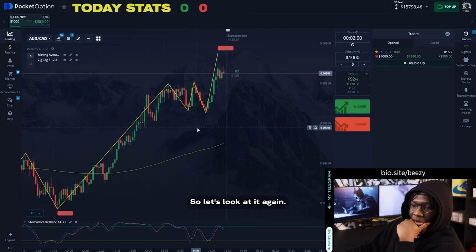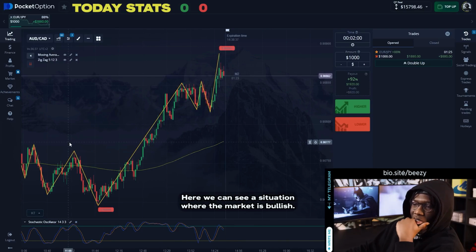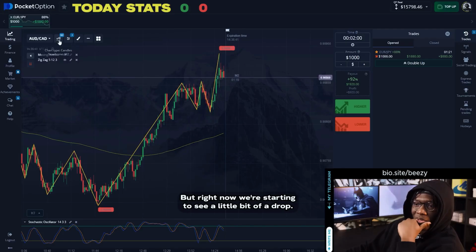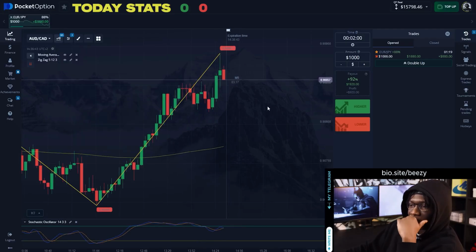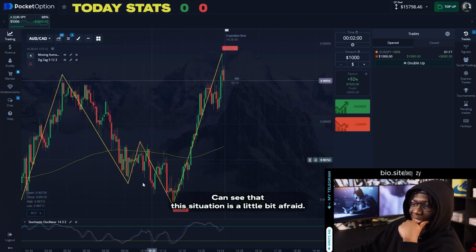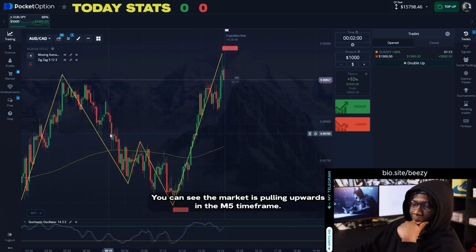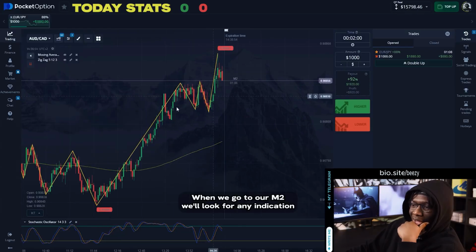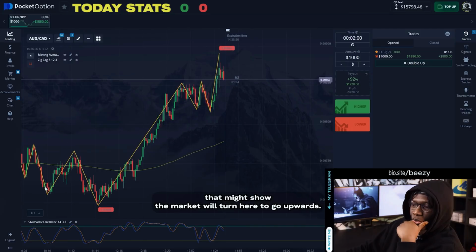Let's go ahead and look at another pair and see how that's gonna work in a completely different pair. So let's look at it again here. We can see a situation where the market is bullish, but right now we're starting to see a little bit of a drop. Now let's check out M5. You can see that the situation is a little bit different. On M5, you can see the market is pulling upwards in the M5 time frame. And when we go to M2, we're looking for any indication that might show the market will turn here or could easily go upwards.